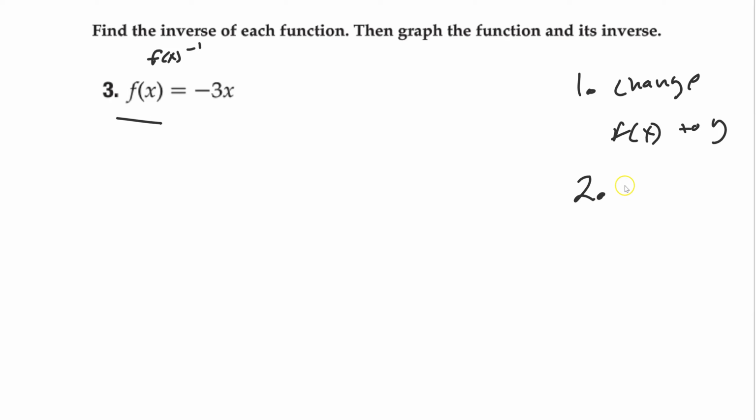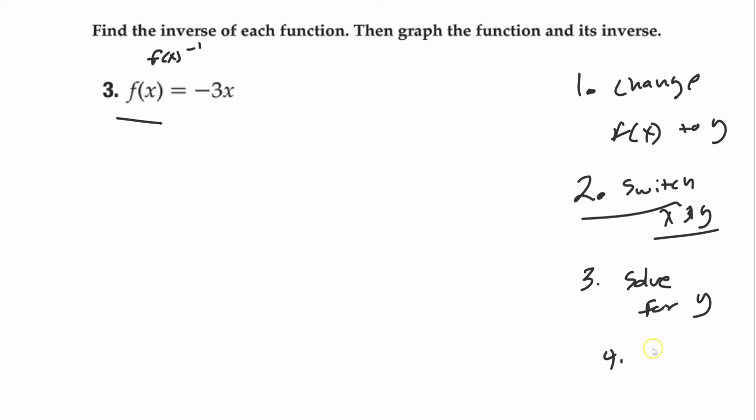Two, this is the inverse step, an important part: switch x and y. Right, that's the inverse step, that's the important part. And finally, solve for y. And then last, we change y to f inverse of x. Really, there's two steps, right? Like f of x to y, whatever. It's switch x and y and then solve for y. These are the important steps, right? Switch x and y and then solve for y.